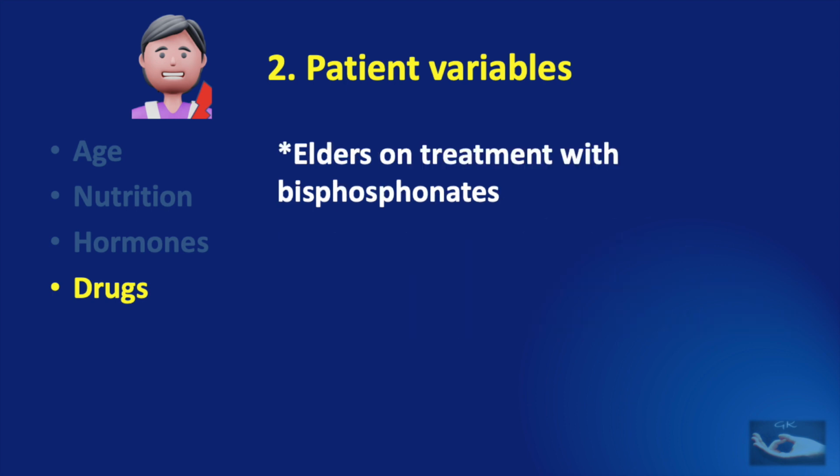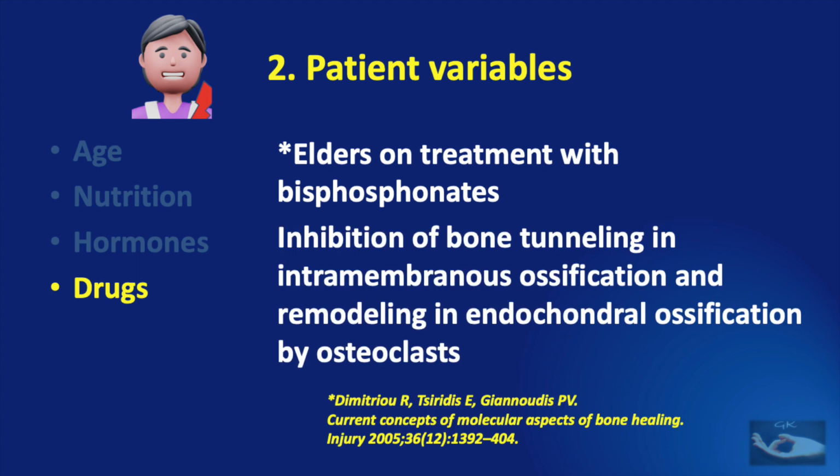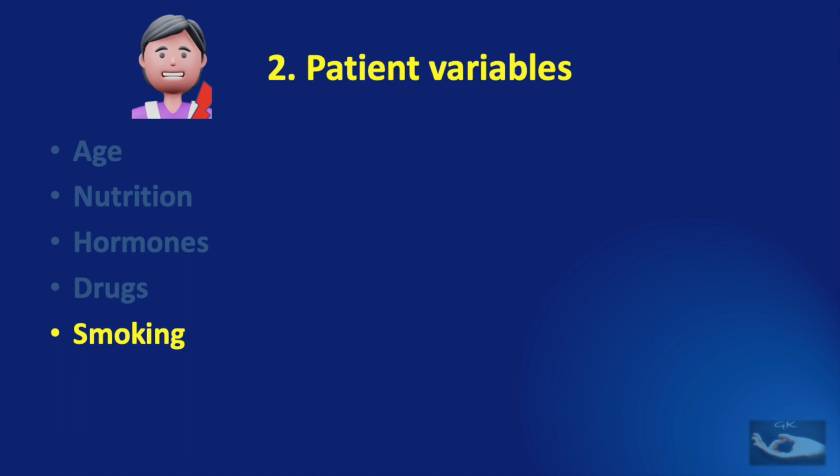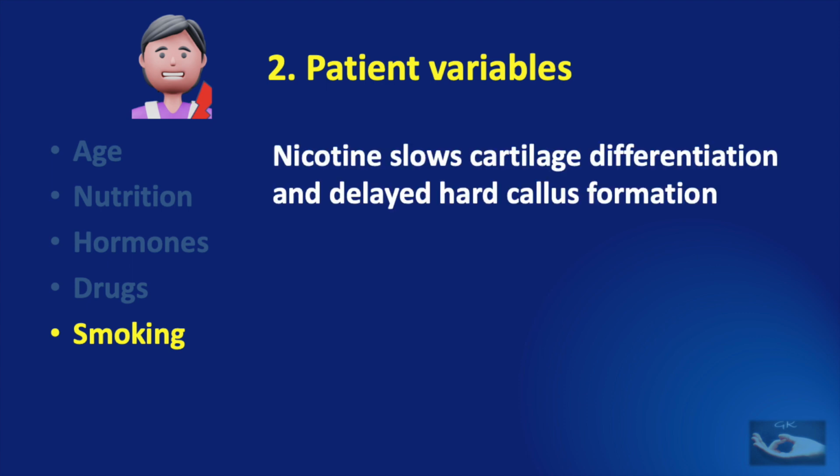Similarly, bisphosphonates, which is a drug used for treatment of osteoporosis in elderly patients, can cause inhibition of bone tunneling in intramembranous ossification and remodeling in endochondral ossification by osteoclasts. In patients who are chronic smokers, we need to note that nicotine slows cartilage differentiation and delays hard callus formation.